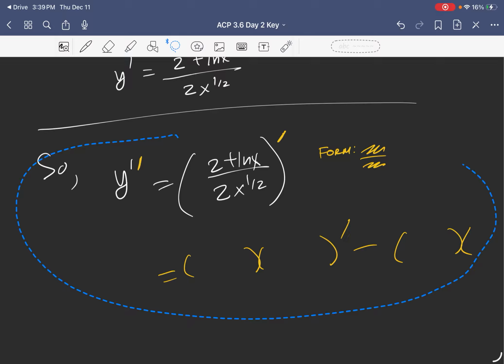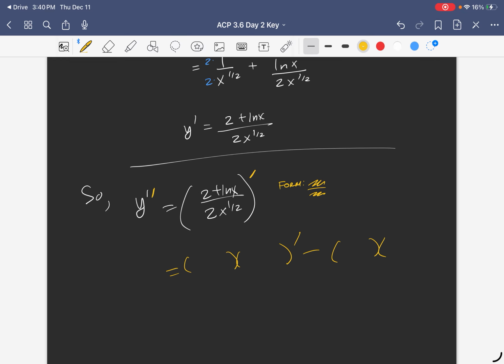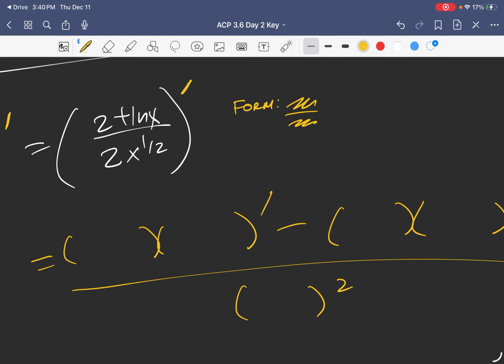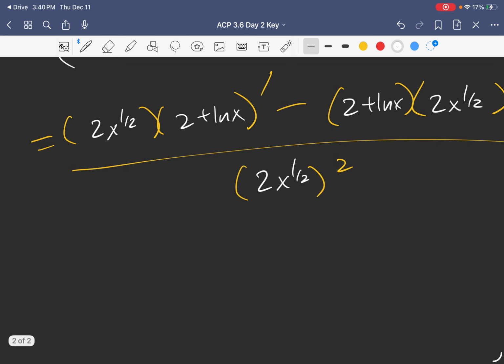I need to move this over. Low d high minus high d low over low gets squared. So it's going to be low d high minus high d low all over low gets squared. Okay, so it should be clear that if you square the bottom, you're going to get 4x.